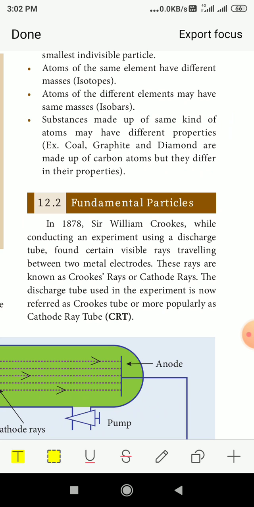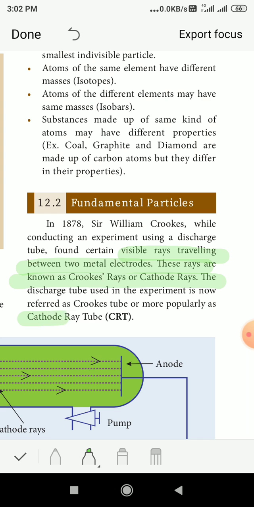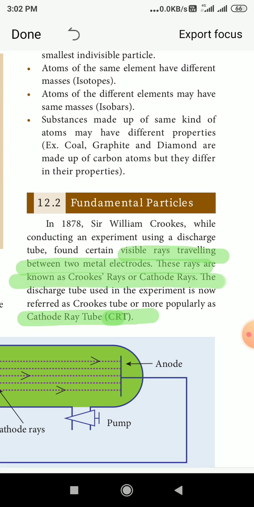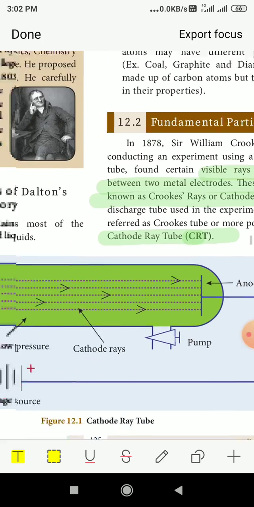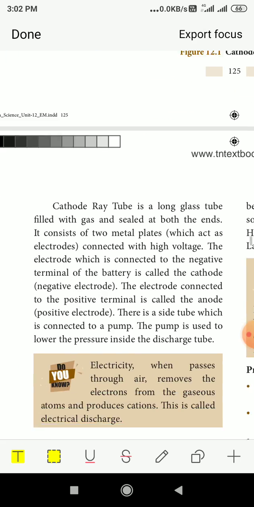These rays are known as the Crookes rays or the cathode rays. So, he named them the Crookes rays or the cathode rays. He saw that between two metal electrodes, certain visible rays were traveling from one end to the other, and he named them the cathode rays or the Crookes rays. The discharge tube used in the experiment is now referred to as the Crookes tube, or more properly known as the cathode ray tube. It is also now named CRT, cathode ray tube or the Crookes tube.